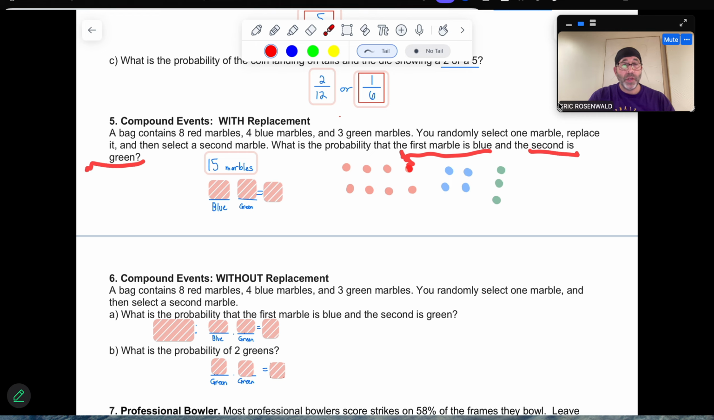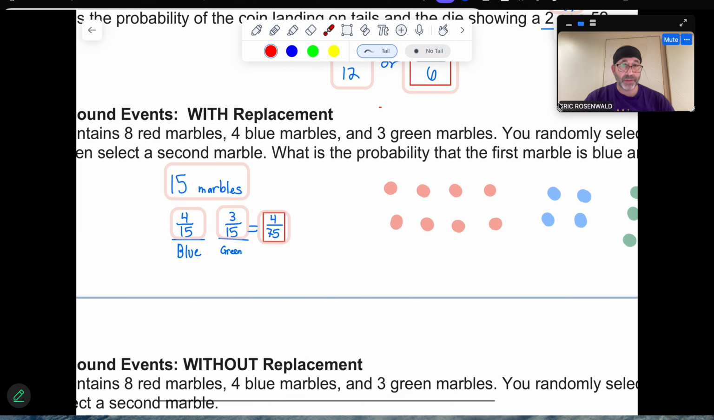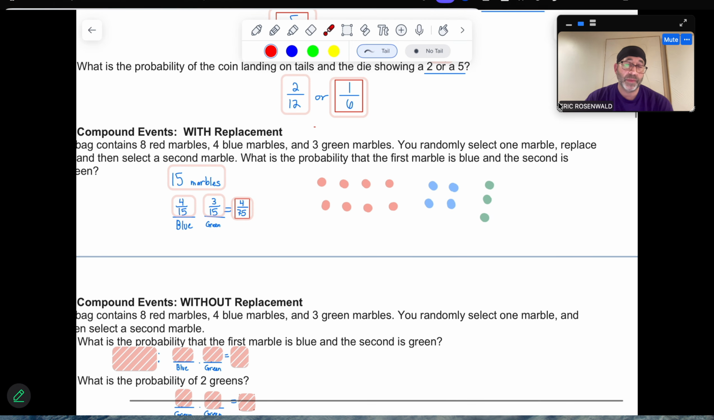Well, look at the blue marbles. Of the 15, there's only 4 that are blue. So there's a 4 out of 15 chance that I grab a blue marble. So let's say I go ahead and grab this one, it's gone, but then I put it back in, now it's back in the mix. In this case, my next marble that I'm going to grab is going to be a green one. Well, there's 3 green ones, so it's going to be a 3 out of 15. Multiply these across and simplify them. It is a 4 out of 75 chance that I'm going to draw a blue and then a green.